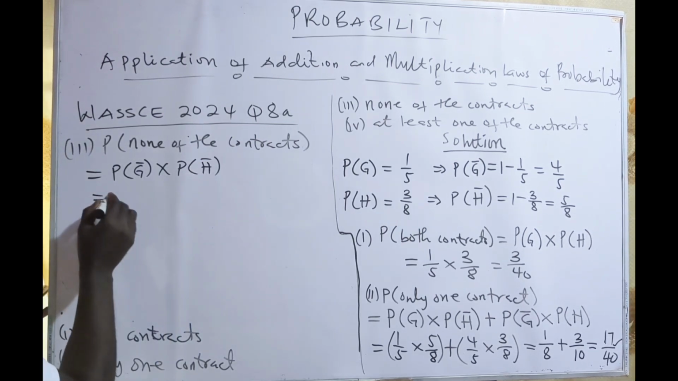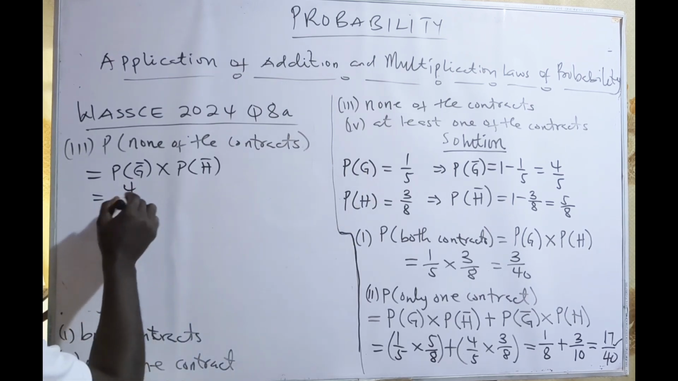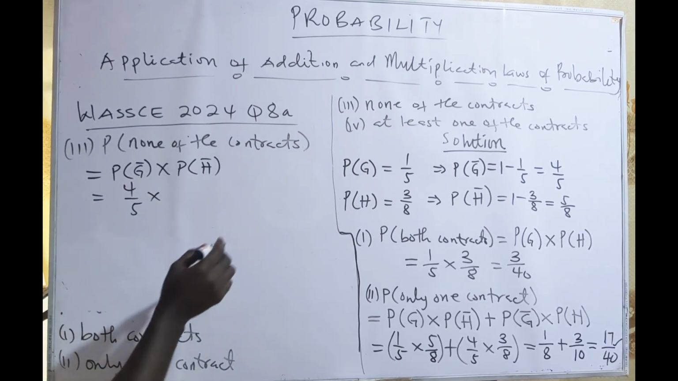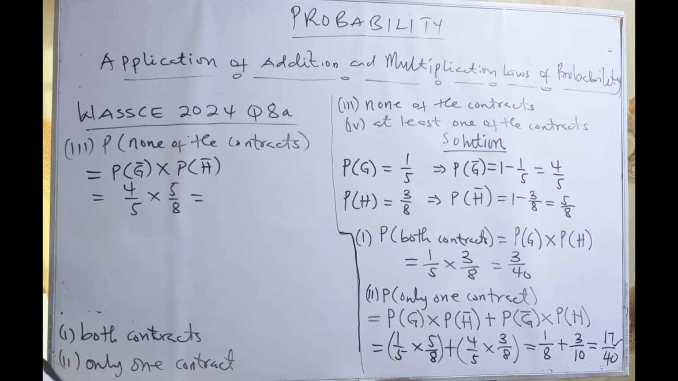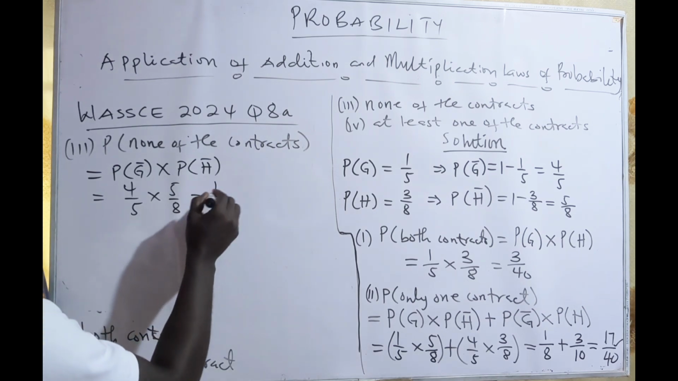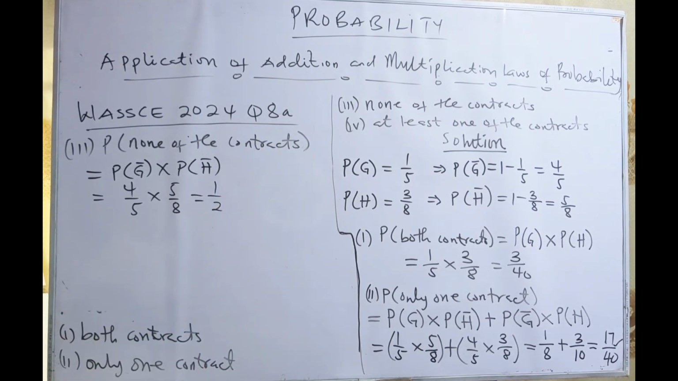Okay. So what is the probability of not winning J? That is 4 on 5. The probability of not winning H, that is what? 5 on 8. So 4 on 5 times 5 on 8 will give us 1 over 2. So the probability that the company will not win any of the contracts is 1 on 2. Alright, so you multiply the company not winning both.